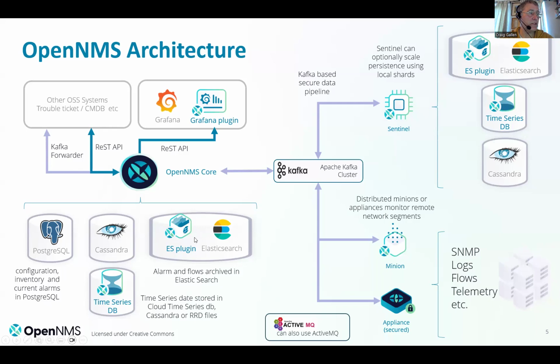We also have Elasticsearch, which we can use with OpenNMS. That's really for archiving alarms in the long term. So we really don't want to keep a long-term store of alarms and events in our Postgres database.